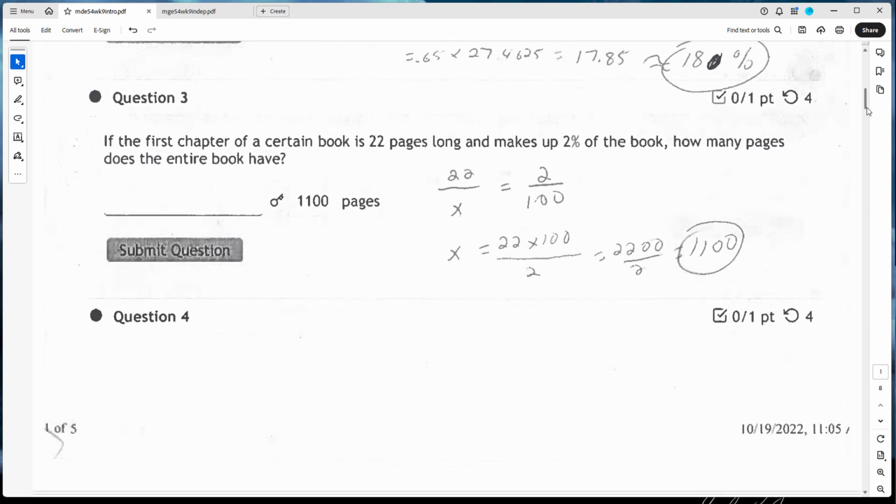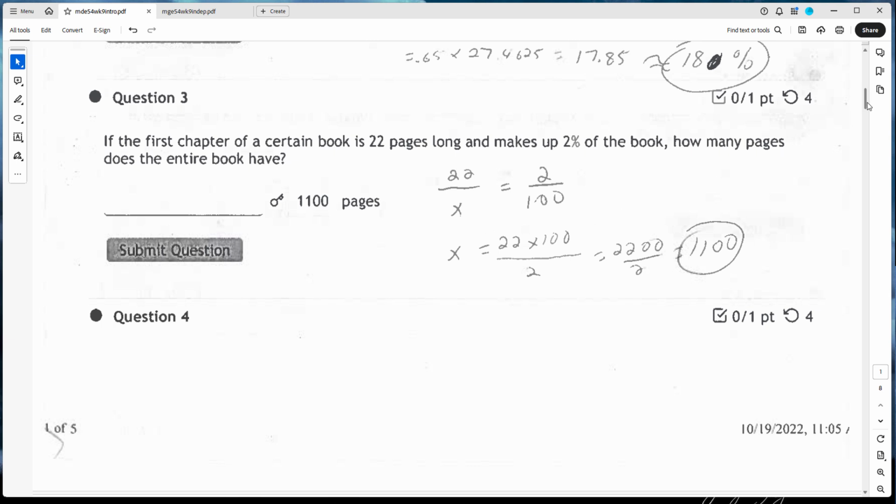Question 3. If the first chapter in the book is 22 pages and makes up 2% of the book, how many pages does the entire book have? Okay, so I'll set up a proportion here. So I know that 22 represents 2%, and you have 2 over 100. To find the whole, I cross multiply and divide it. And I ended up with 1,100 pages for my answer there. And that was question 3.